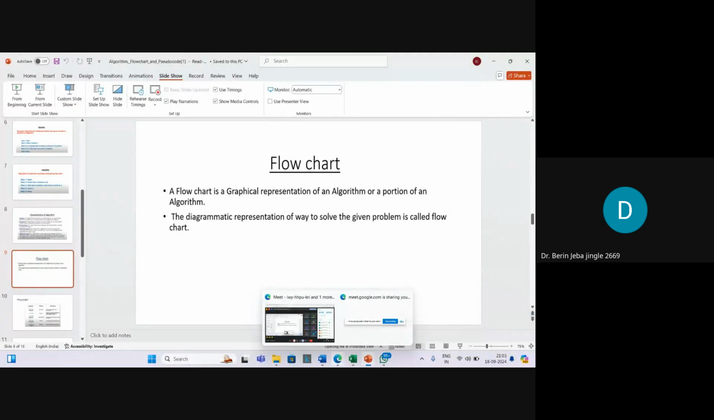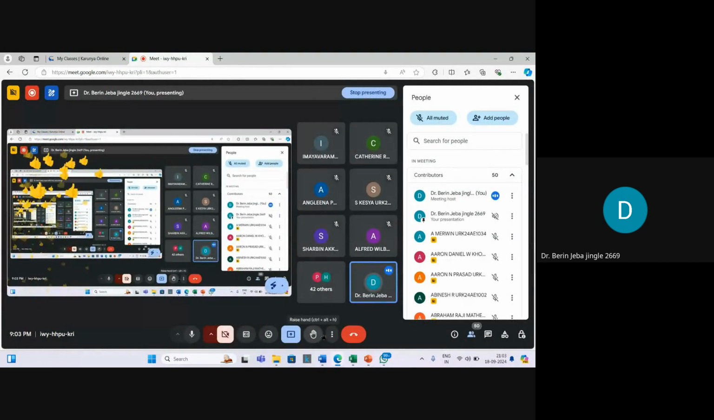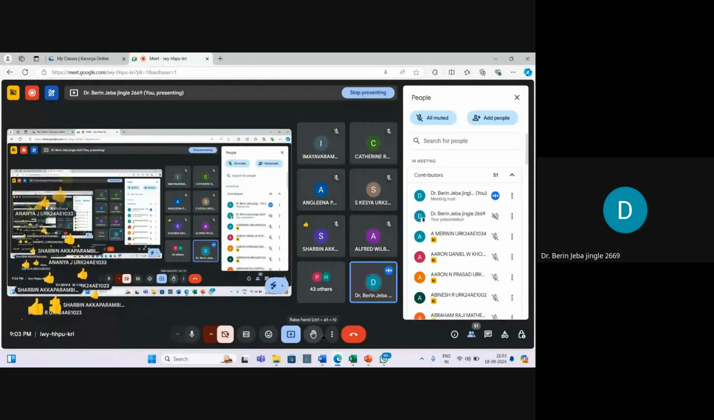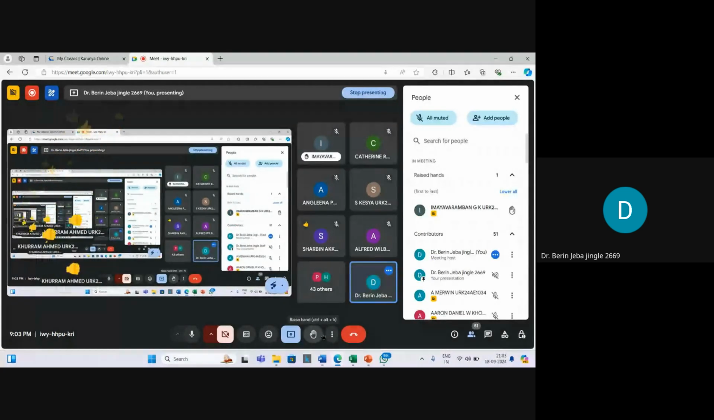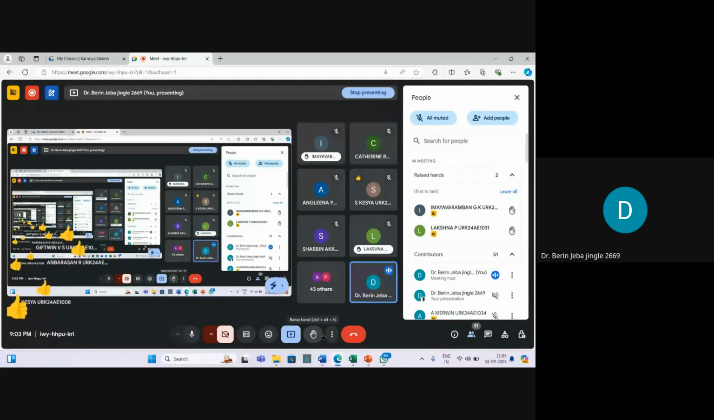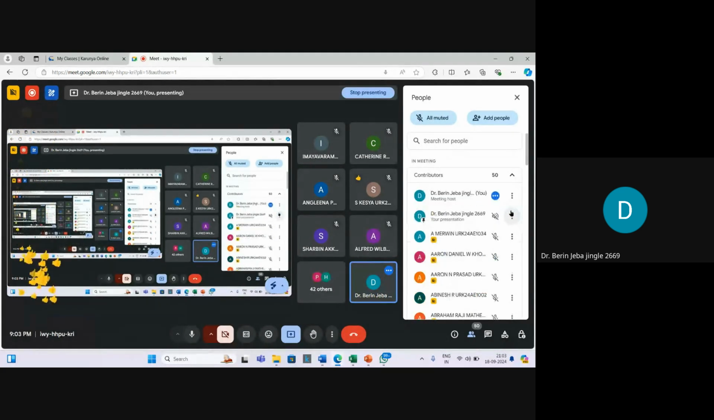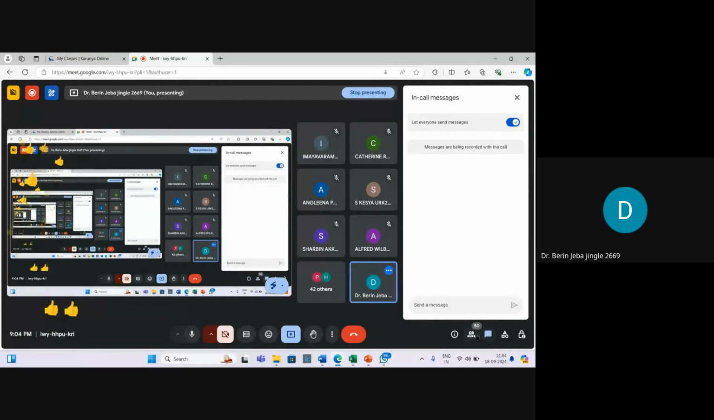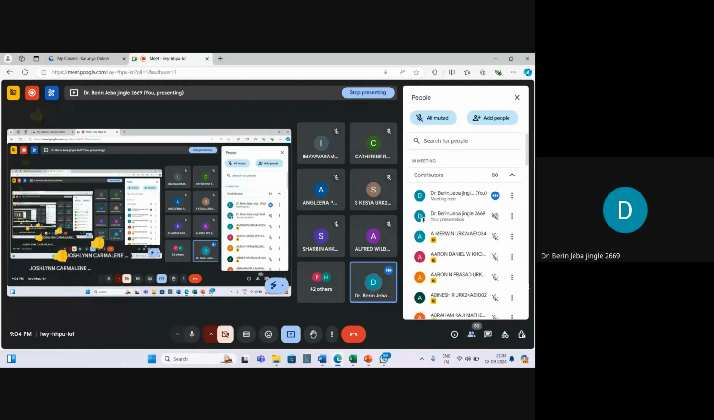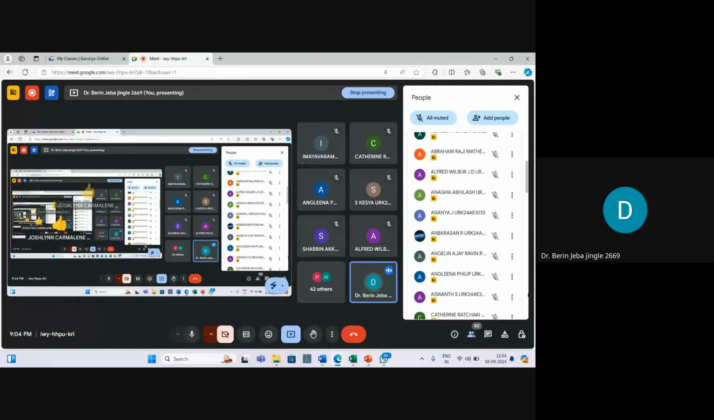Here I have to ask everyone: did you understand algorithm? So what is an algorithm? Can you say? Any one of you can answer. Algorithm is a step-by-step procedure to solve a given problem. Okay. It is a step-by-step procedure.